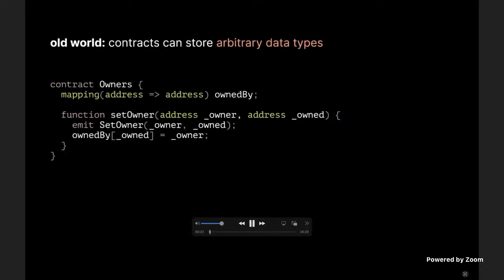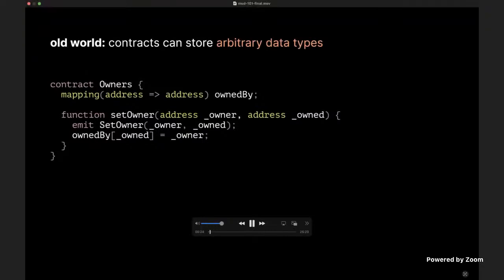Let's start with a quick reminder of how on-chain development used to work without Mud. So in the old world, let's say we want to create a contract where we want to store a mapping of the owners of a given address. We store a mapping, we call it owned by, from address to address, and then we create a function setOwner, which allows us to set the owner of a given address. That function emits an event, and then we set the owner in our owned by mapping.